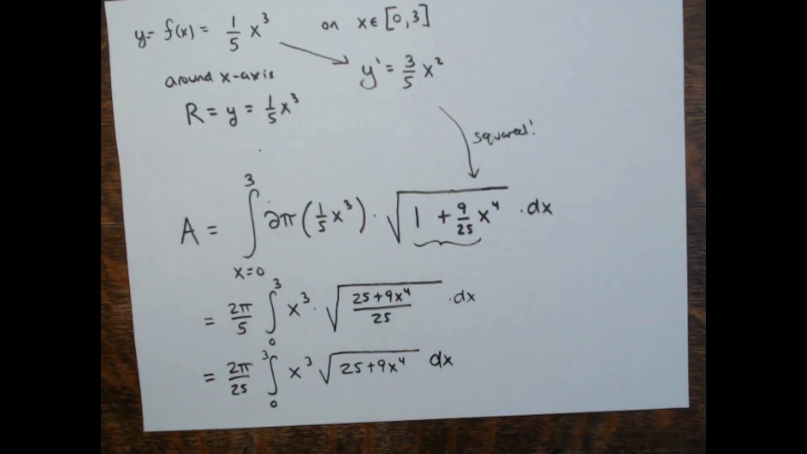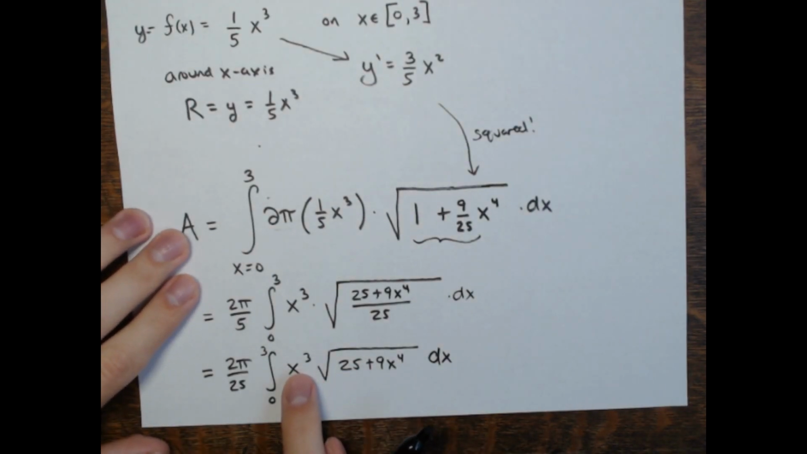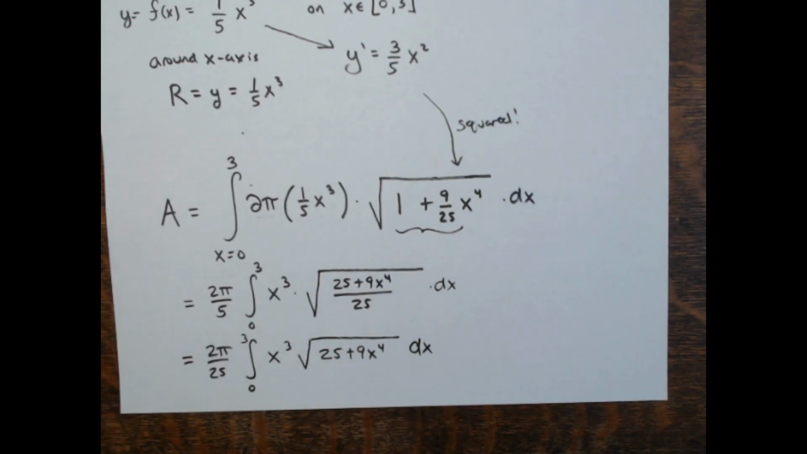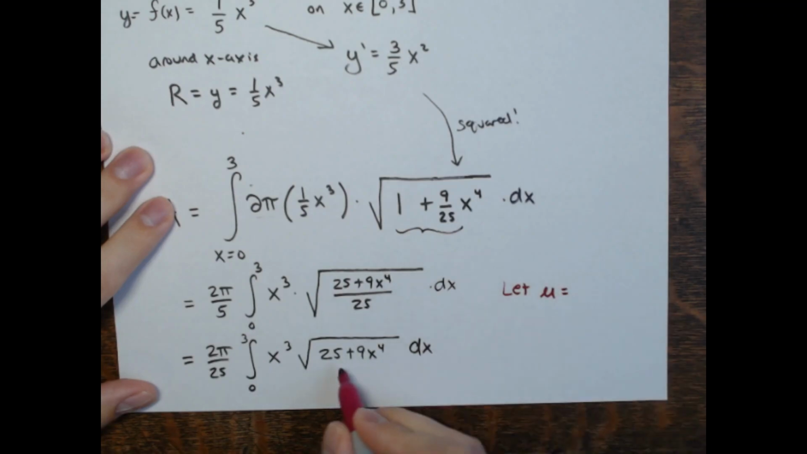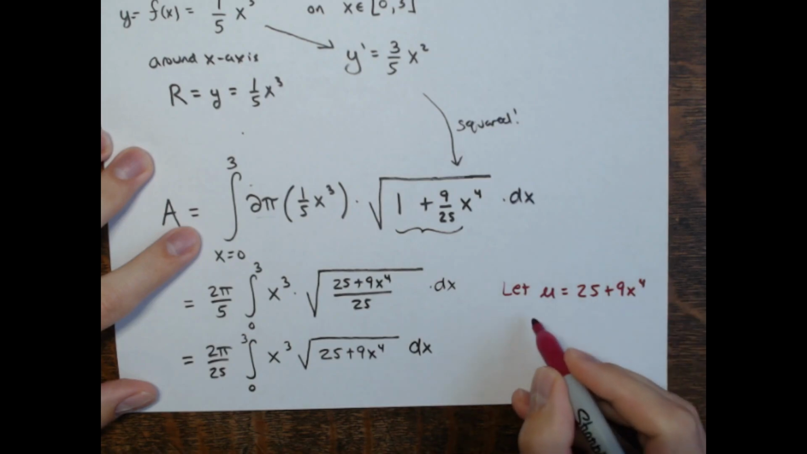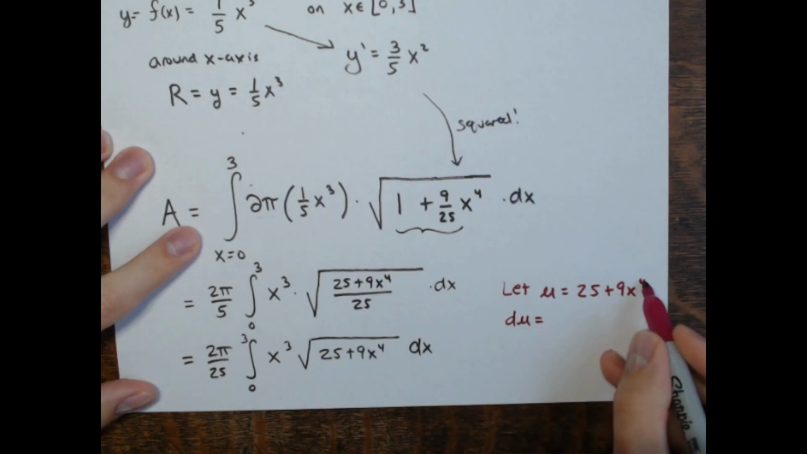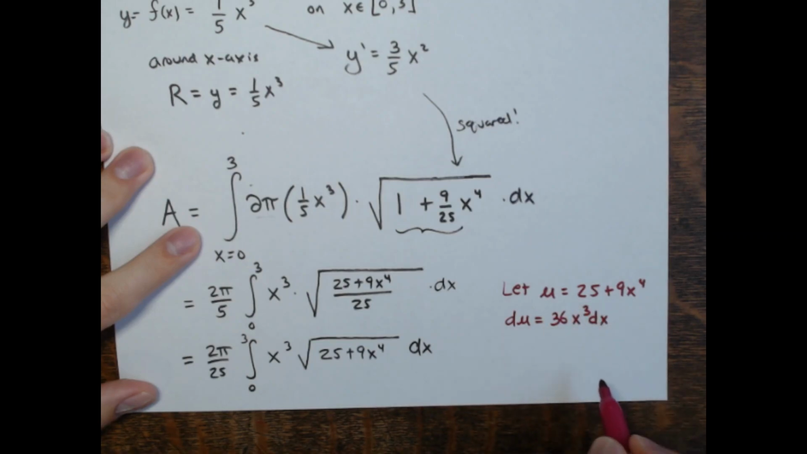Right. Now this integral I should be able to do no problem with a u substitution, right? See inside the square root there? The derivative of an x to the fourth polynomial is an x cubed polynomial, right? Degree 4, degree 3. So it would be a very good candidate for a u sub. So over here, I'll let u equal this 25 plus 9x to the fourth. And then du would be 36 x to the third dx. And do you see that there's an x to the third times dx here, right?